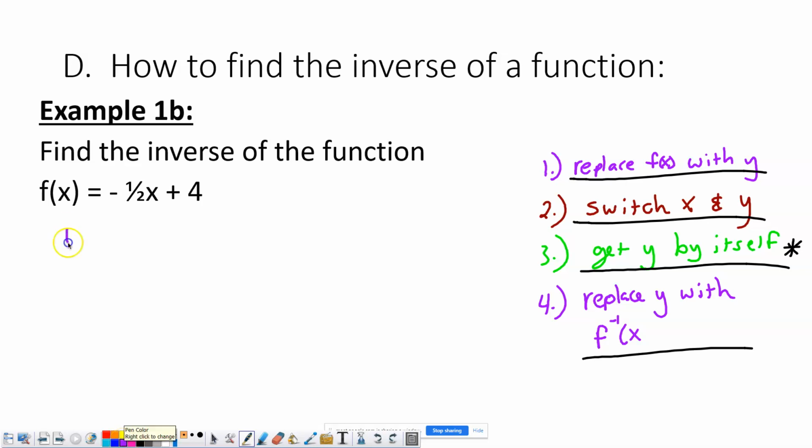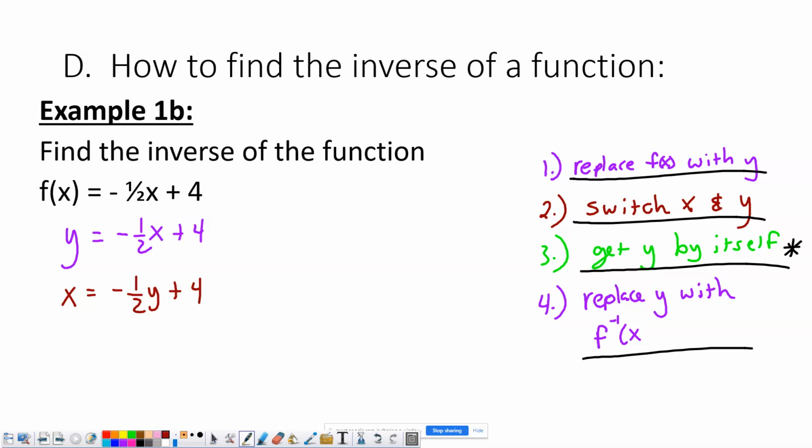Okay, so this is what you guys should have written for step 1. You should have replaced the f of x with y. Okay, go ahead and write step 2. Okay, this is what you guys should have gotten for step 2. And by the way, if I'm going too fast, pause the video so you have time to do this. Switch the x and y as the next step. So that would look like this.